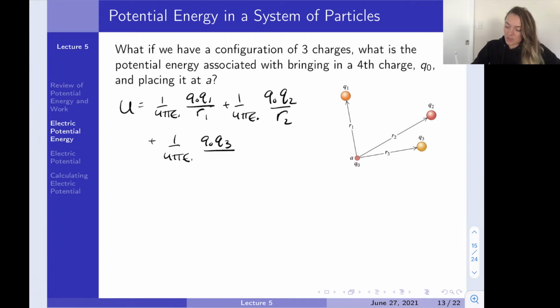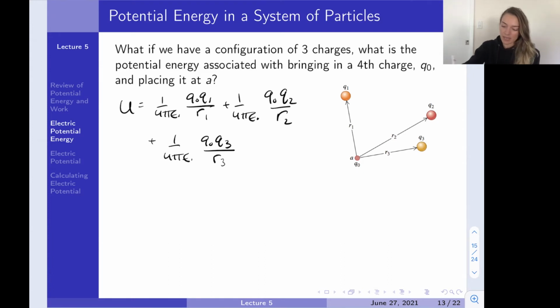It would just be the potential energy between Q0 and Q3. So the potential energy adds, just like the electric field added, the total potential energy will just add. So all we have to do, if we want to figure out what is the potential energy associated with bringing in Q0 to this configuration that's already there, is just add up the individual contributions.